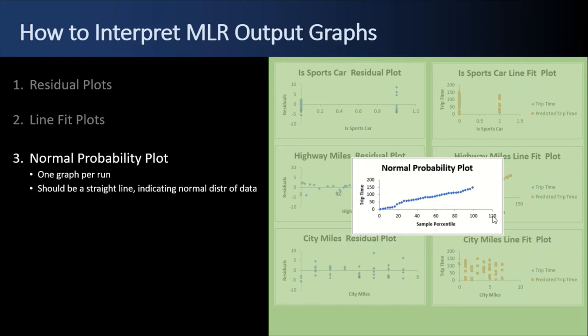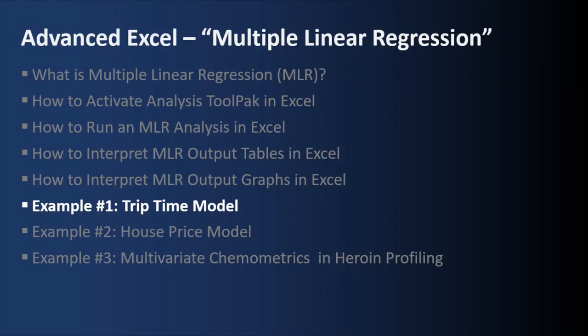I just let it auto scale. And the straight line would indicate that there's a normal distribution of the data underneath, and that's what you're looking for. You don't want any skews to it. Next up, example number one, a trip time model.